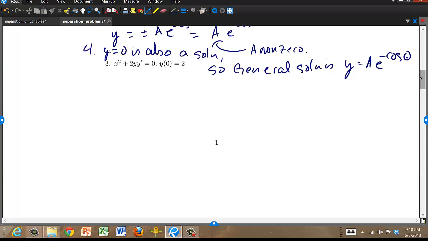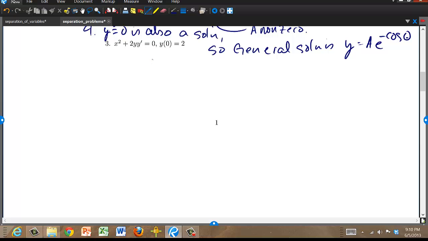All right, let's try another one here, number 3. This one is not in standard form, so remember the standard form is y prime equals something. So let's go ahead and try to do that. If I rewrite things, I'll get 2y y prime equals negative x squared. And let's go ahead and divide. Oops, that's a y prime, not a y squared. So y prime should be equal to x squared over 2y.